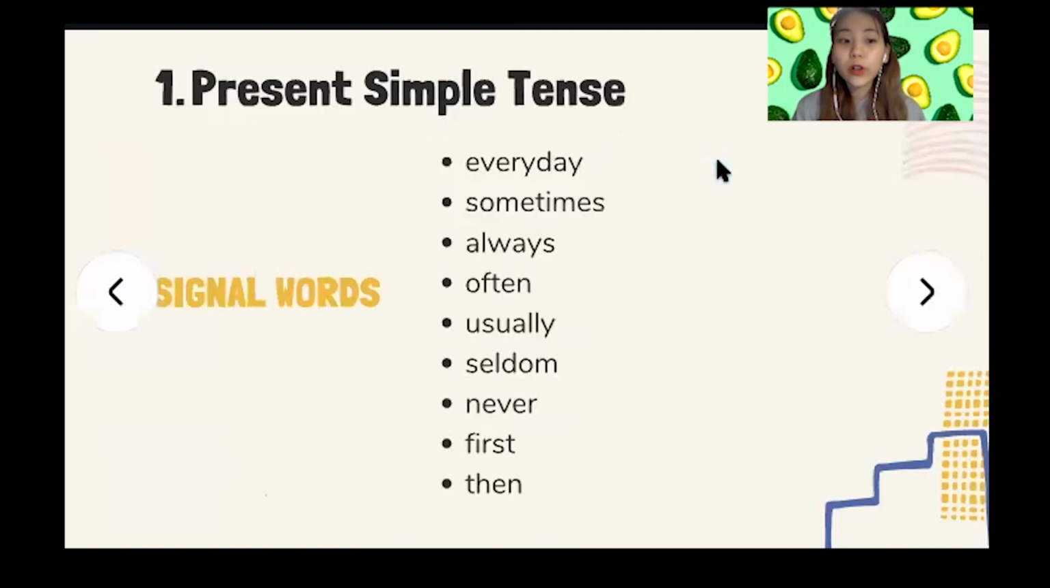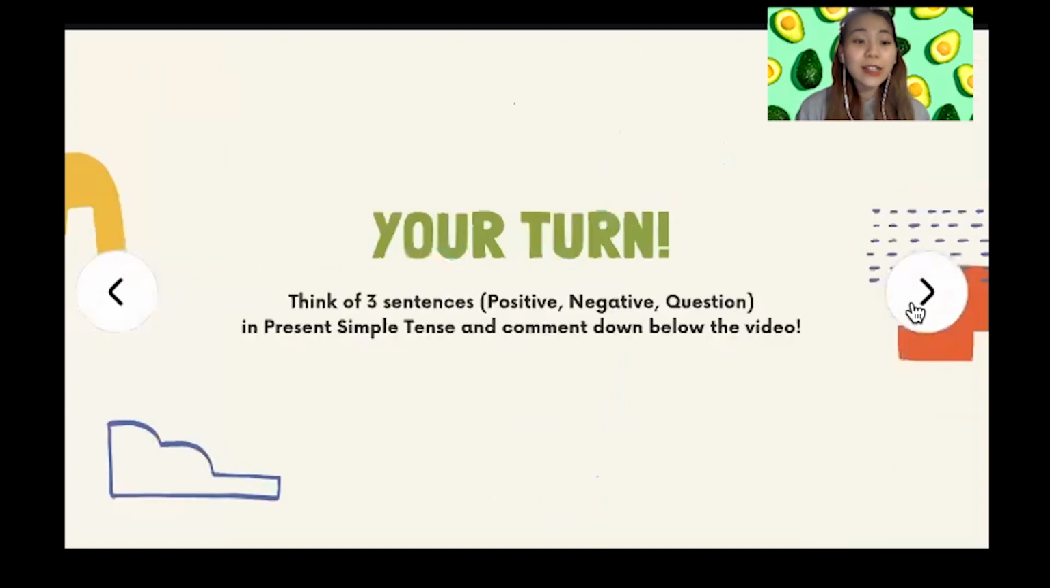So, the signal words to identify present simple tense are every day, sometimes, always, often, usually, seldom, never, first, then, etc. Now it is your turn to write 3 sentences in positive, negative, and a question in present simple tense and comment down below this video.